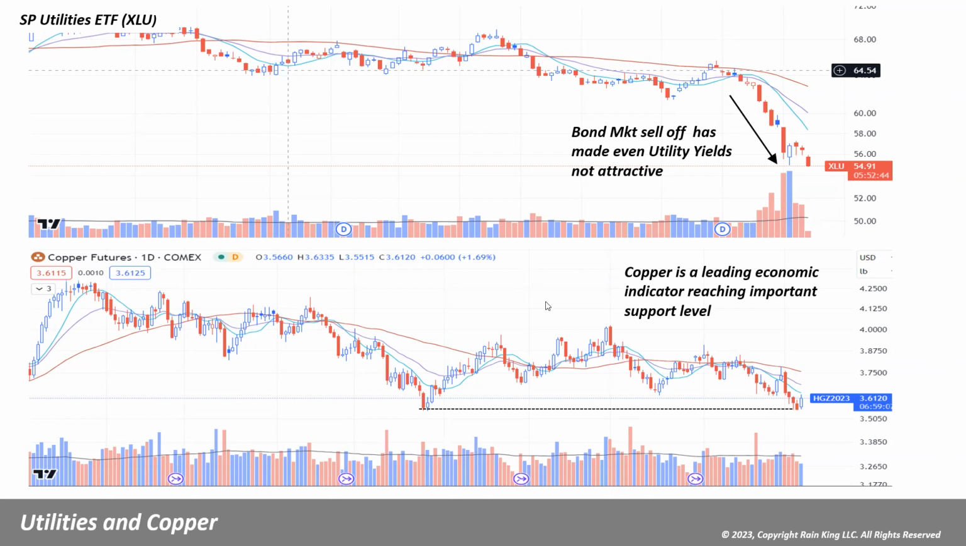Now I also show here copper futures. Copper is a widely used material in the world economic activity in so many materials. And it's showing us that it's down at a support level here. Usually copper leads some economic activity globally. So breaking down here is showing us that maybe there's some bad news on the world economy front.